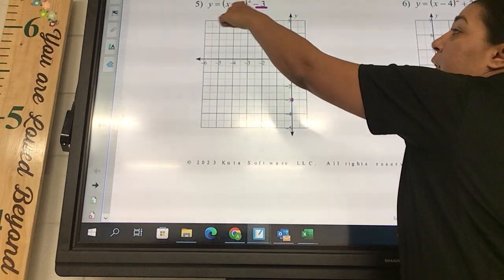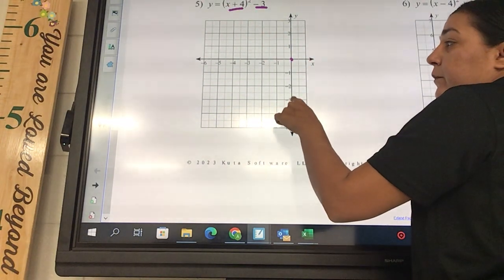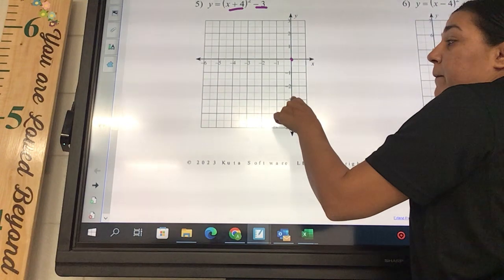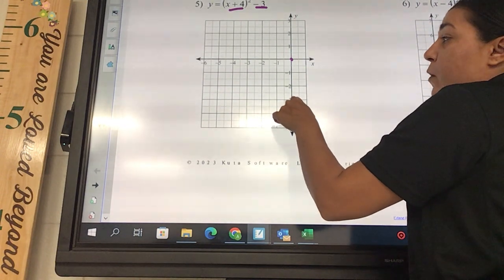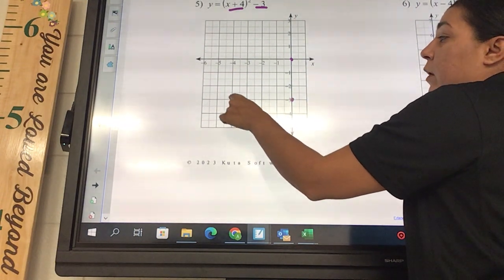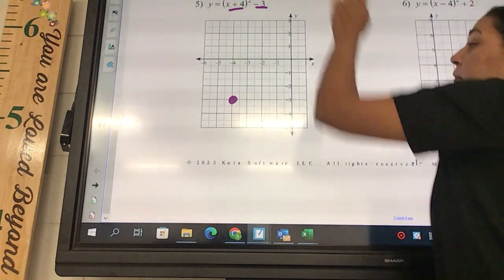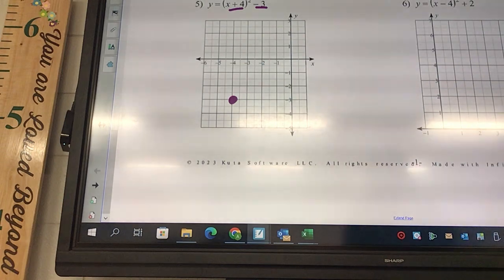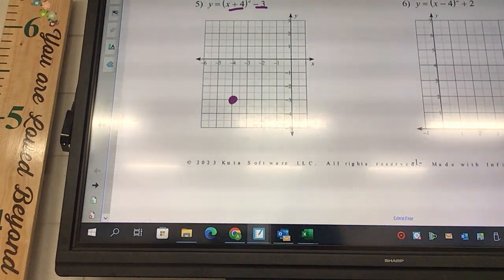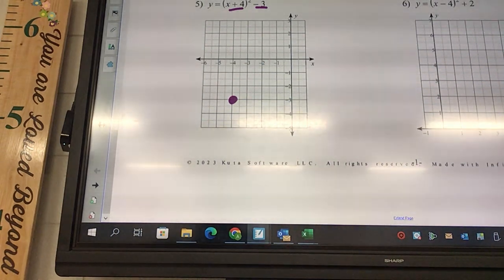What does this plus four do? Left four, so one, two, three, four. That's gonna be what? What is that big dot called? That's the vertex. Now you guys count from here. You're gonna go up one over one, up four over two.